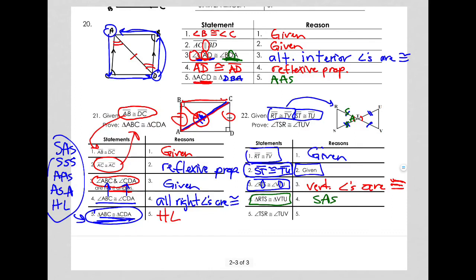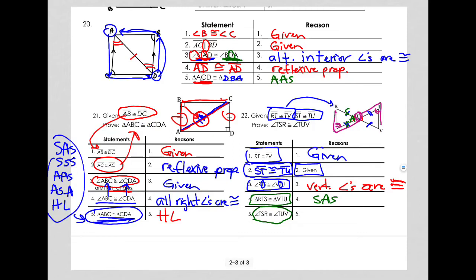Well, now they're saying angle TSR must be congruent to TUV. So TSR, let's use a different color. Let's use pink. Starting at T, going to S, going to R, that's this angle here, is congruent to, that needs 2 angle marks, by the way, TUV. Starting at T, going to U, then going to V, you should notice that's this angle here.